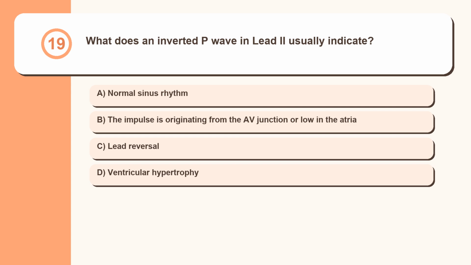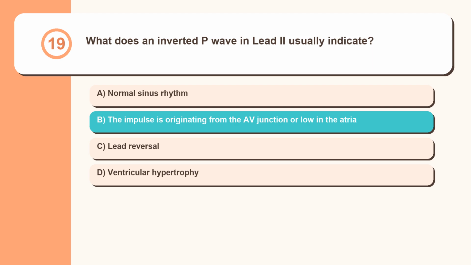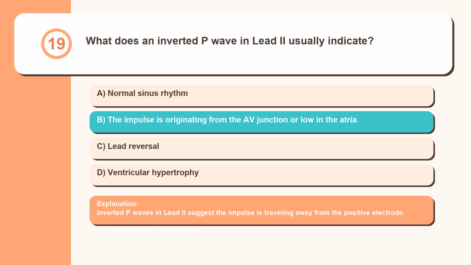Question 19. What does an inverted P wave in lead 2 usually indicate? Normal sinus rhythm. The impulse is originating from the AV junction or low in the atria. Lead reversal. Ventricular hypertrophy. Inverted P waves in lead 2 suggest the impulse is traveling away from the positive electrode.